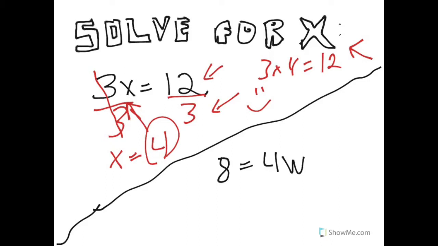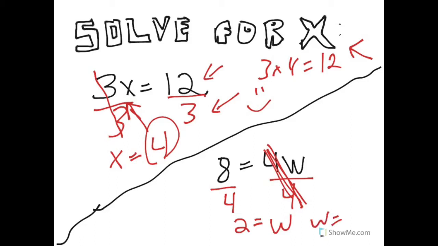Okay, 8 equals 4W, or 8 equals 4 times W. Same thing. Since that's a multiplication problem, we're going to divide out the 4, so we can cancel that out. We're going to divide on the other side. 8 divided by 4 gives us 2. We've canceled out our 4's over here. We have 2 equals W, which is the same as W equals 2.